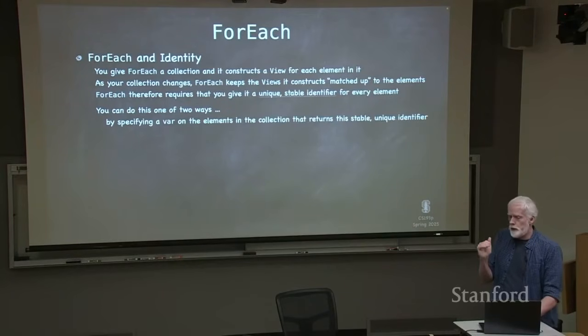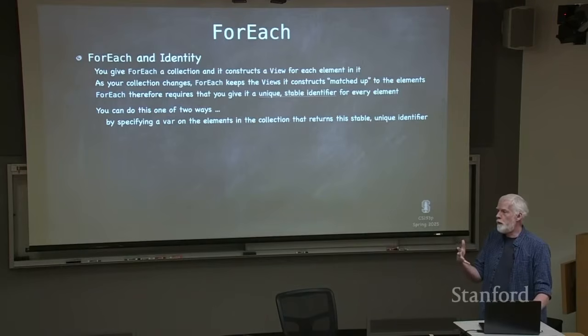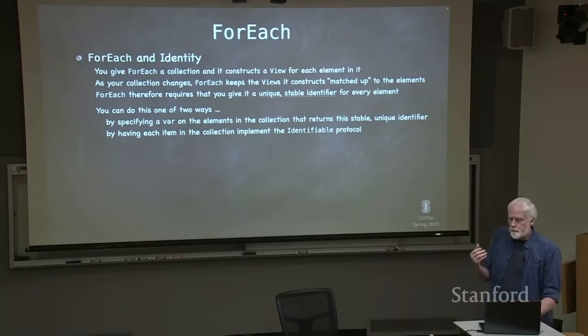And there's a couple ways you can do this. One is by specifying some var in yourself that is a unique stable identifier of yourself. Okay? That's one common way to do it. Another way to do it is to have the items in the collection implement the identifiable protocol. That's what it's essentially for. And that means that I have a collection of identifiable things, and when the for each wants to match them up, it's going to use the identifiable protocol, which we'll see in a moment here, to identify that thing and match it up with the view it makes.